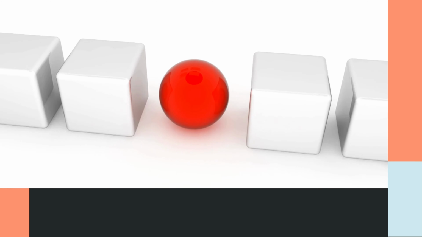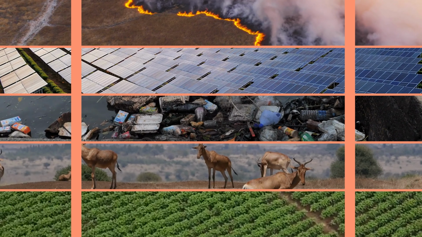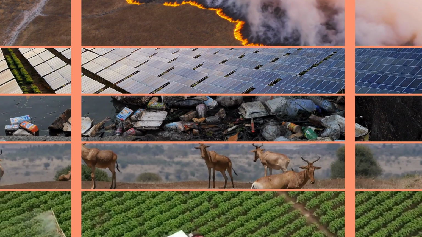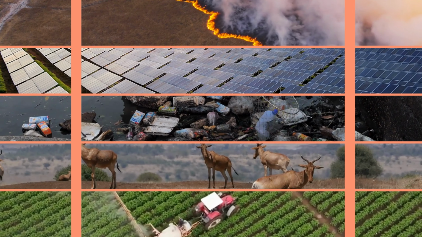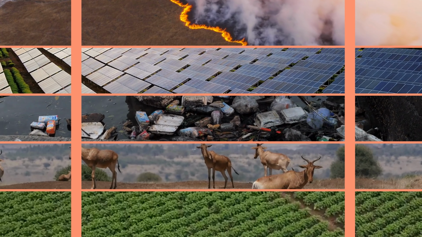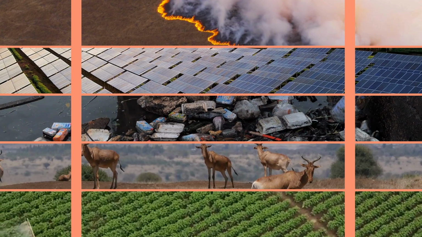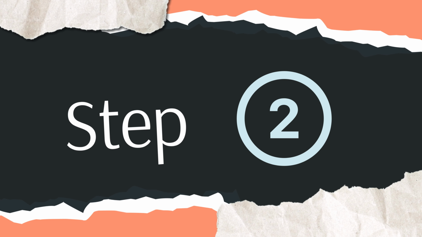Step number 1. Choose a sustainability issue. Start by identifying a sustainability issue that genuinely captivates your interest. This could be anything from climate change and renewable energy to waste management, biodiversity conservation, sustainable agriculture, or social justice within environmental movements.